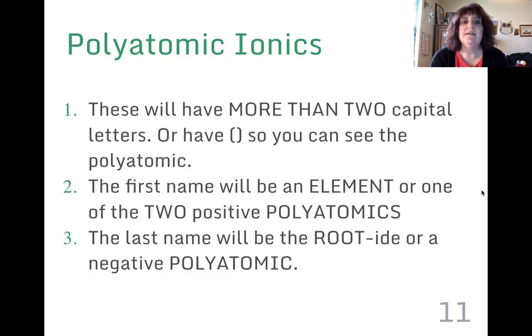All right, first of all, polyatomics. These will have more than 2 capital letters, or they're going to have parentheses so that you can see where the polyatomic is. If they don't have parentheses, be sure that you identify the polyatomic, maybe underline it, or put parentheses around it yourself. The first name will be either an element or one of the 2 positive polyatomics that you have. The last name will either be the root-ide system, like it was for regular ionics and transition ionics, or it'll be a negative polyatomic name. And we just use the polyatomic names. Let's look at a few examples.